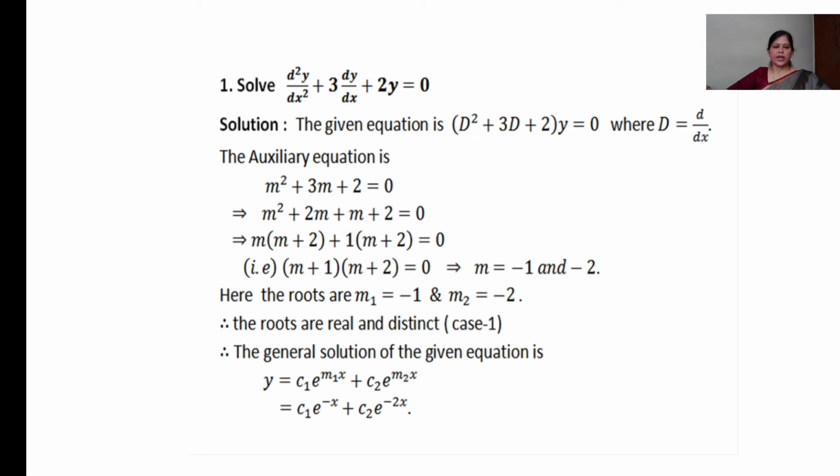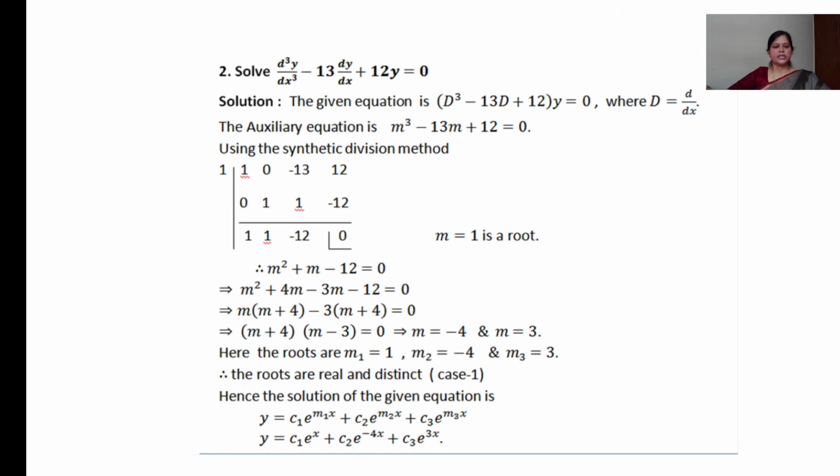Here the right side value is f(x) = 0. That's why the complementary function itself is the general solution of this equation. So the general solution of the given equation is y = c1 e^(m1 x) + c2 e^(m2 x), that is y = c1 e^(-x) + c2 e^(-2x). So this is our required solution for the given differential equation.